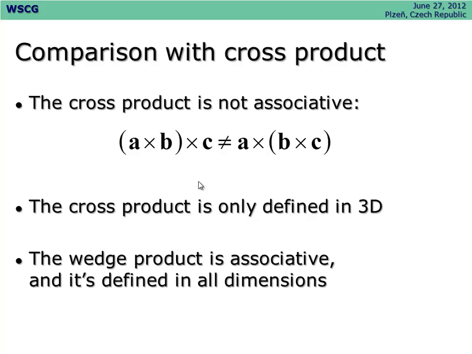And part of the reasoning behind this talk, something I intend to get across to you, is that the cross product is really kind of an abuse of a deeper mathematics that extends through any number of dimensions. It's just something that happens in 3D, and it doesn't really convey an understanding of what's happening behind the scenes.